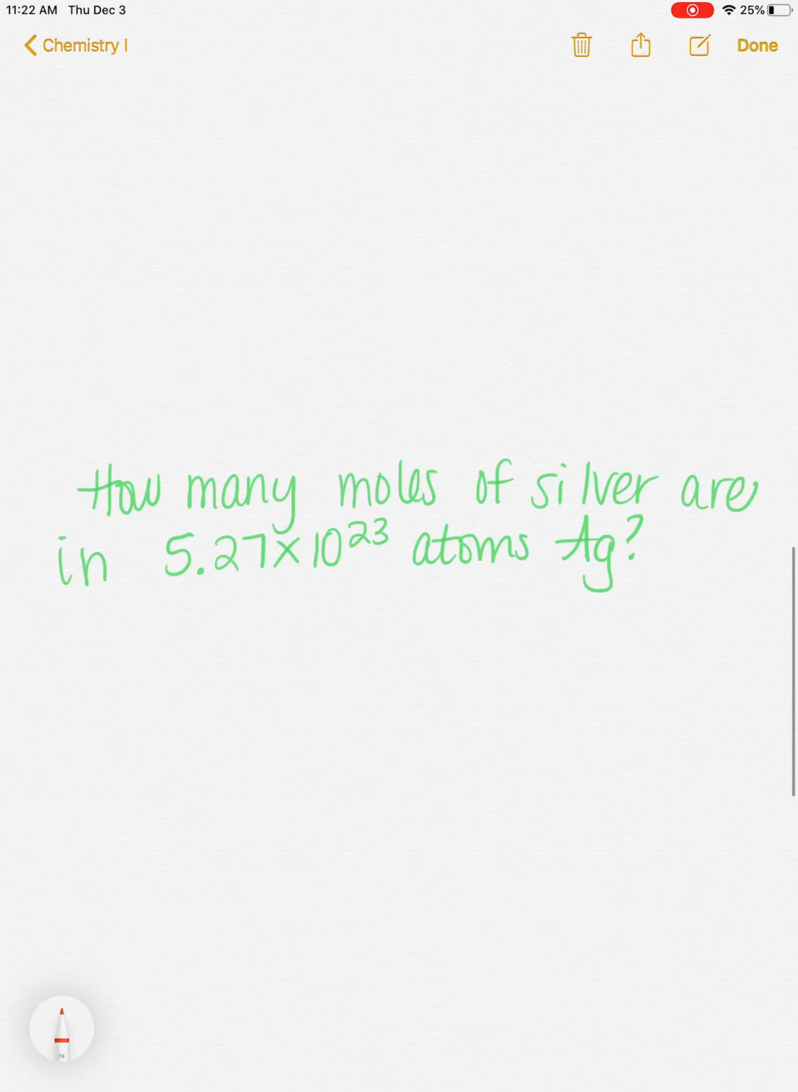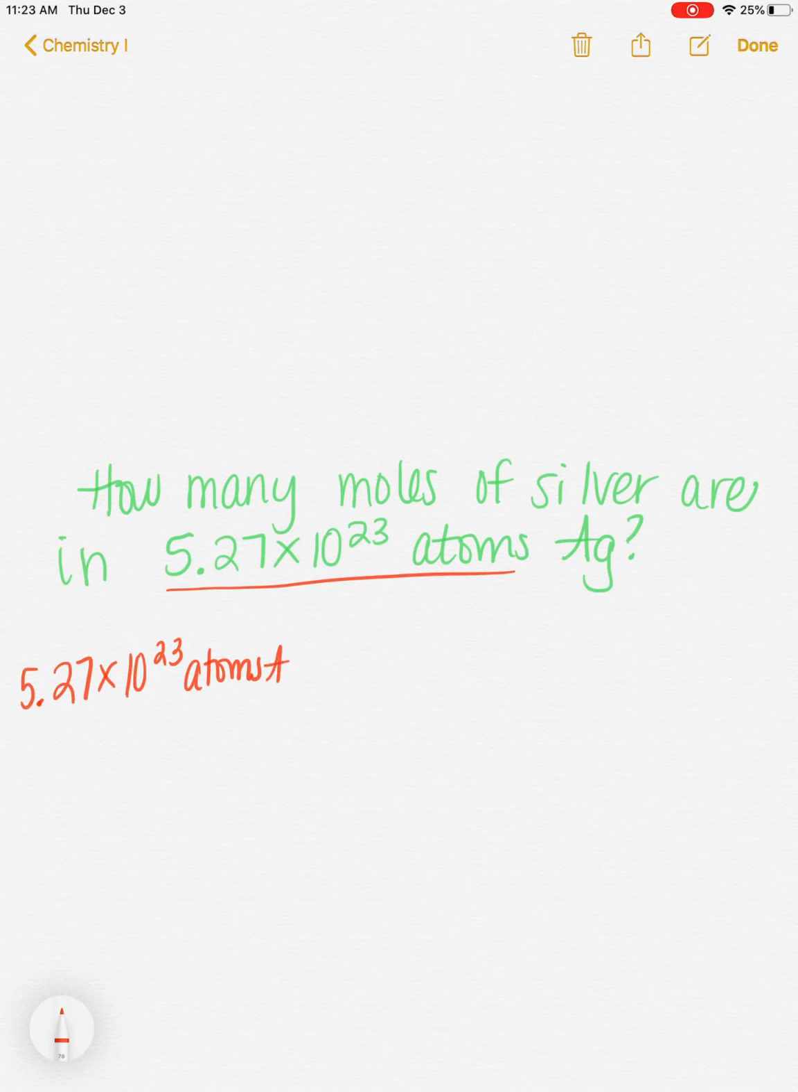All right, our next problem. How many moles of silver are in 5.27 times 10 to the 23rd atoms of silver? So this time, I'm starting with 5.27 times 10 to the 23rd atoms of silver. And I want to go to moles of silver.